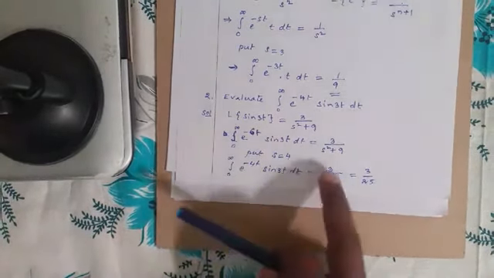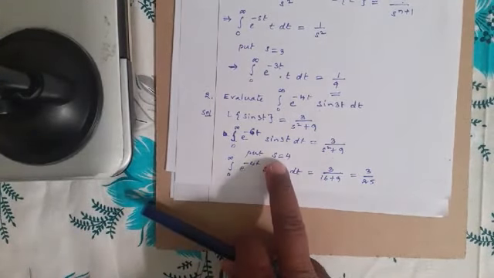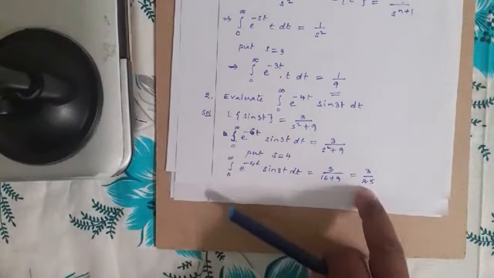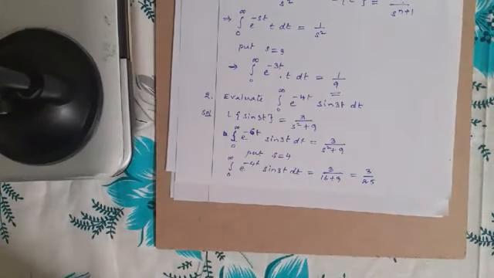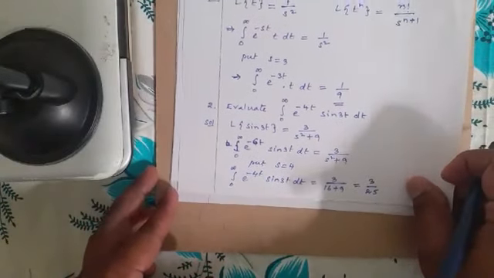So when you apply the formula again, you get 3 upon s square plus 9. Now when you substitute s is equal to 4, then you will get the answer 3 upon 25. So this is the second problem based on evaluation of integral by Laplace transform. Now let us have the next topic.